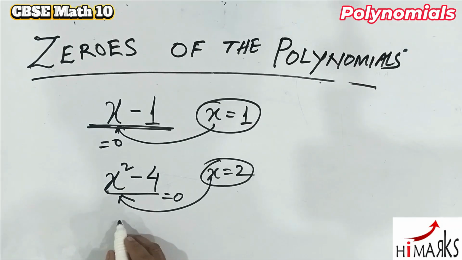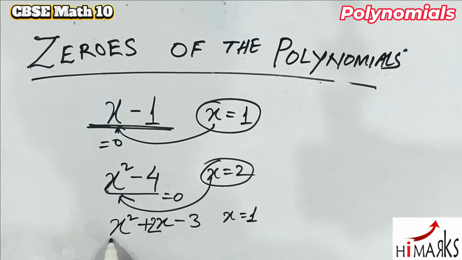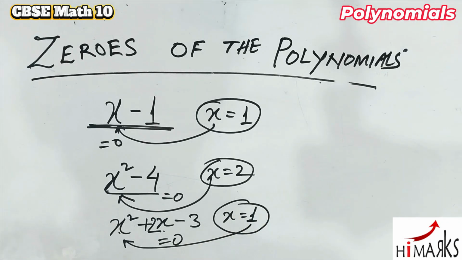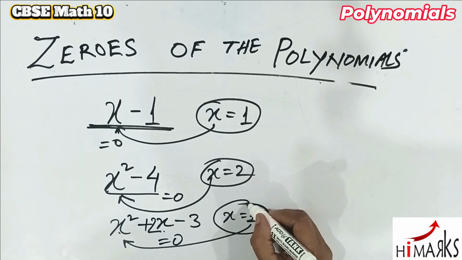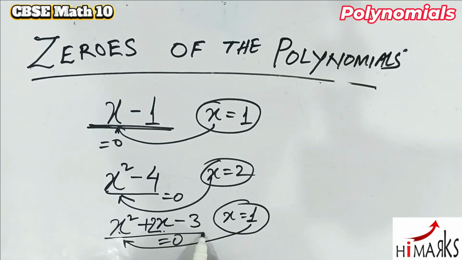Let us take the polynomial x square plus 2x minus 3. If we put 1 here, what will happen? 1 plus 2, 3, so this becomes 0. So x equal to 1: the value of x for which the function, in terms of x, becomes 0 is called the zero of the polynomial.